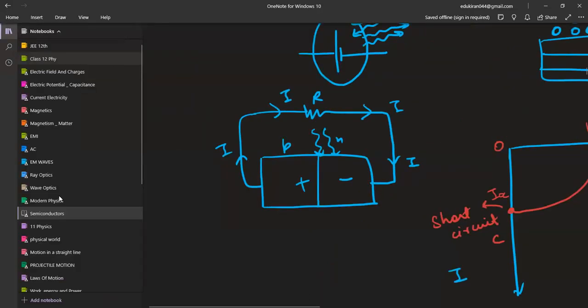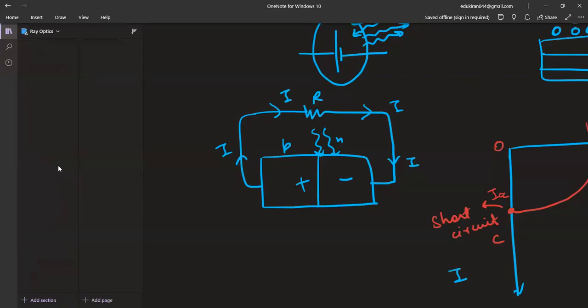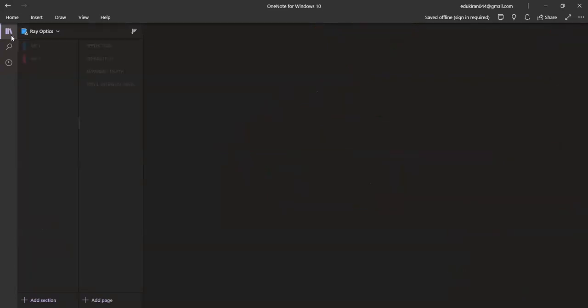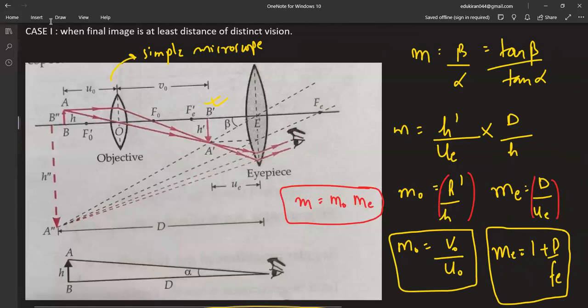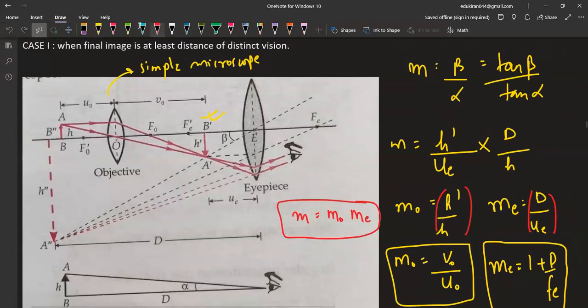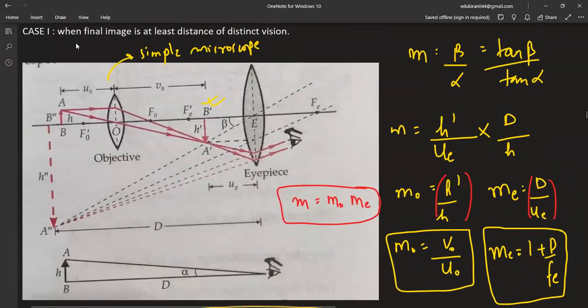Yes, class written. So, semiconductors, this lesson is completed. Atoms, nuclei, dual nature, and wave optics. These are like ray optics we have to complete. Last portion of ray optics.